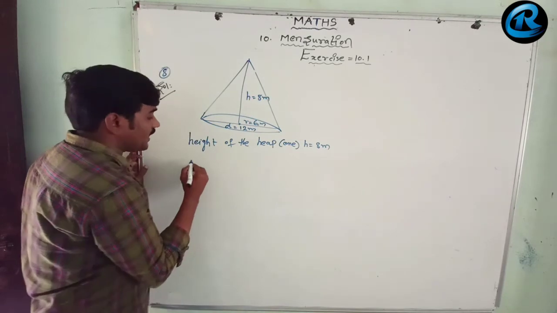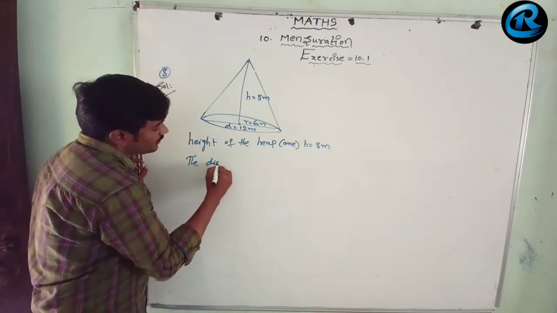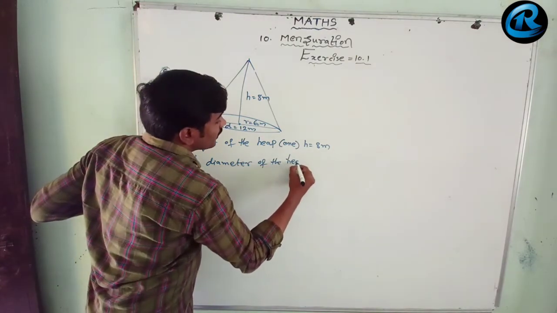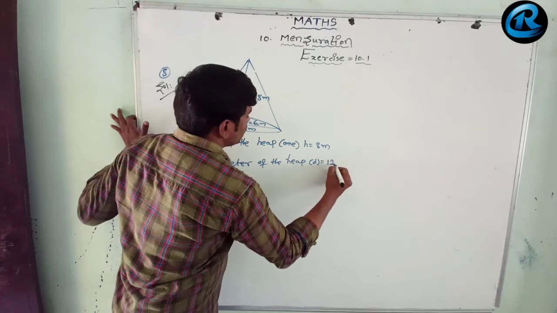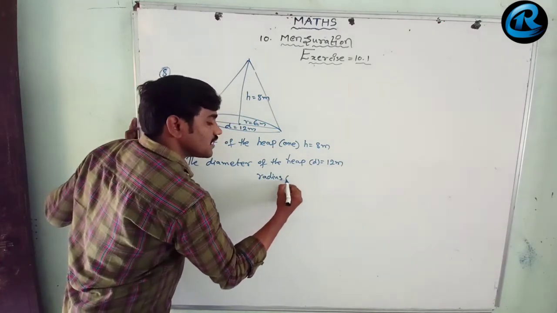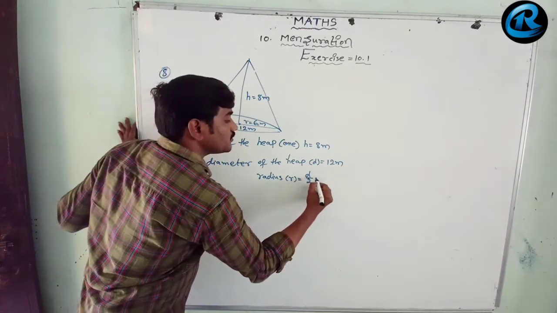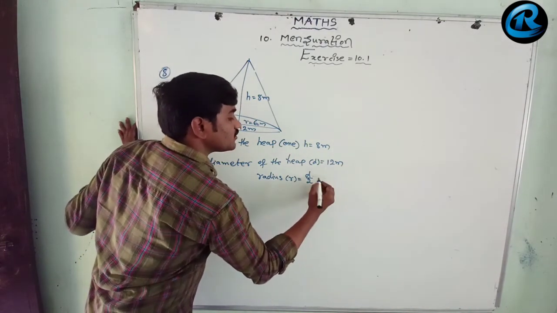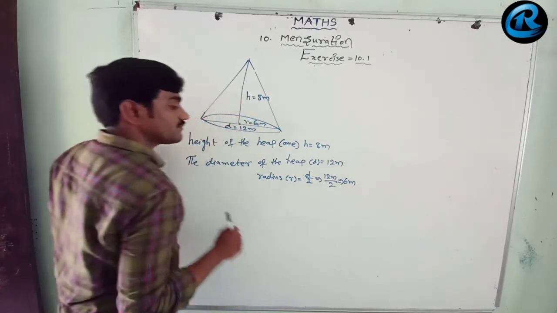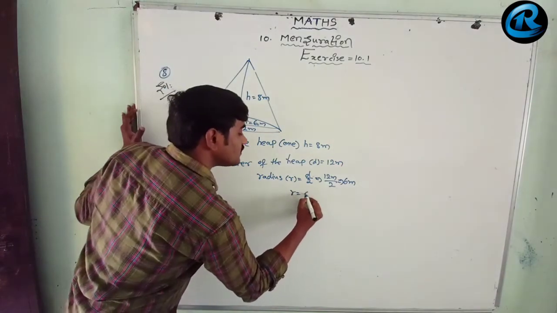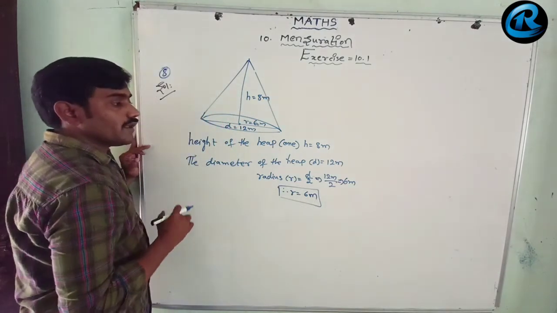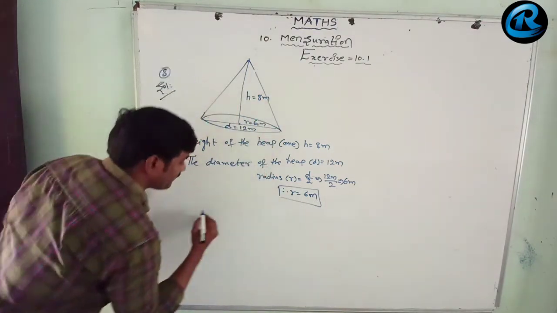Then the diameter of the heap, d equal to 12 meters. Then the radius will be r equal to d by 2 meters, that is 12 meters by 2, equal to 6 meters. The radius r equal to 6 meters. So we got all the values. Now let us find out the volume of the heap.